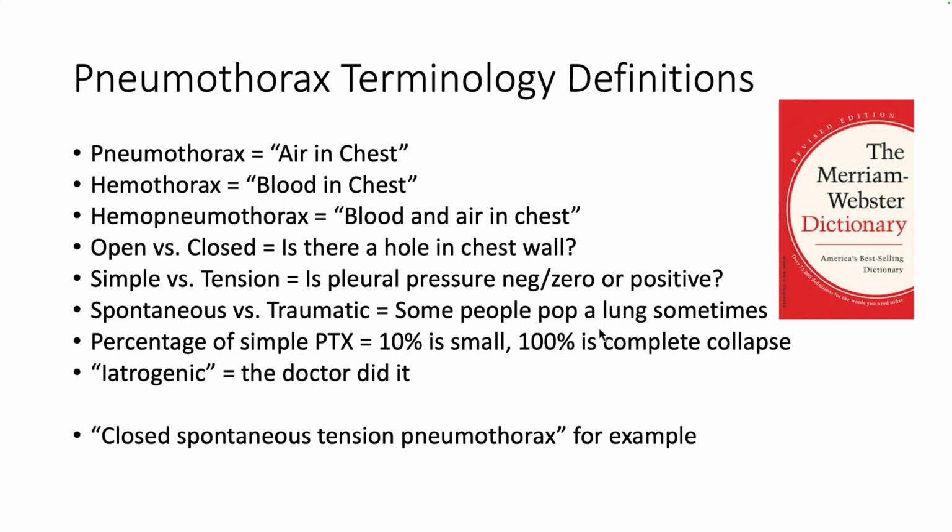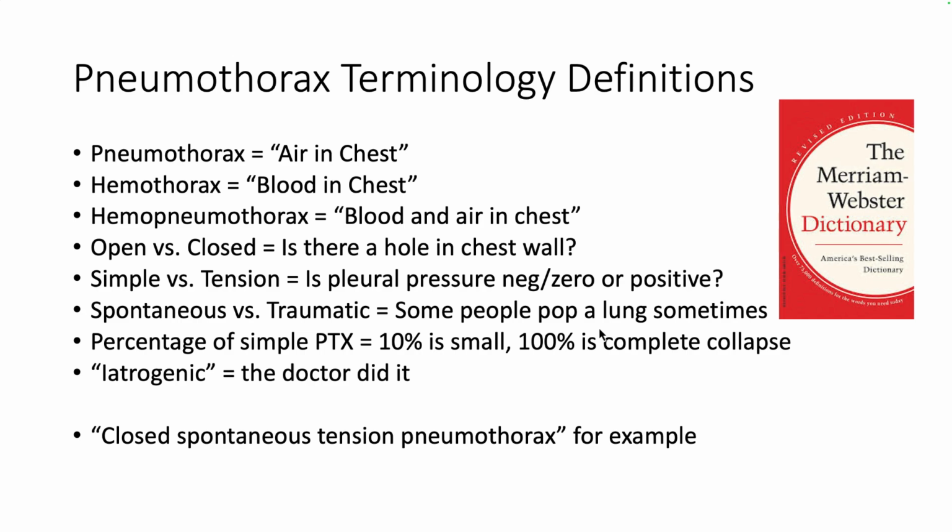The next question we have is, is it spontaneous versus traumatic? Some people just pop a lung sometimes. Some of our chronic lung patients, especially if they have COPD or other chronic lung issues, even some of the genetic lung issues, they'll have these things called blebs. They're basically these things that look like little bubbles, and they're easy to pop. And they can pop, and basically now you have a leak from the inside of the lung into that space around the lung, and that can just leak out. And we'll talk about that too.